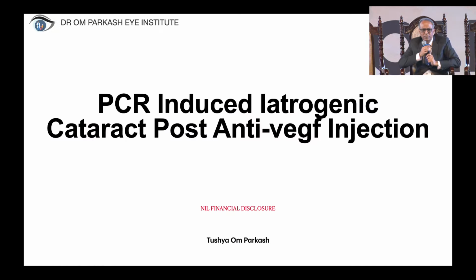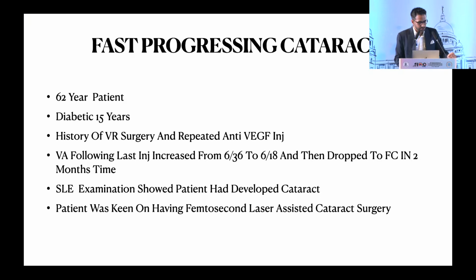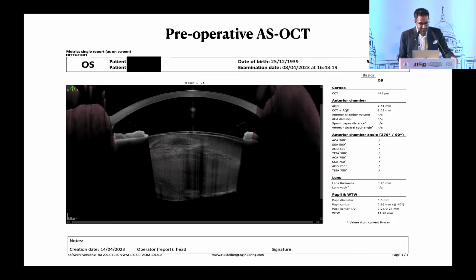So another last case which I would like to show is a PCR-induced iatrogenic cataract post anti-VEGF injection. This was a 62-year-old patient, diabetic for 15 years, with a history of VR surgery and repeated anti-VEGF injections. Visual acuity following the last injection increased from 6/36 to 6/18 and then dropped to finger counting in 2 months' time. Slit lamp examination showed the patient had developed cataract. The patient was keen on having femtosecond laser assisted cataract surgery.